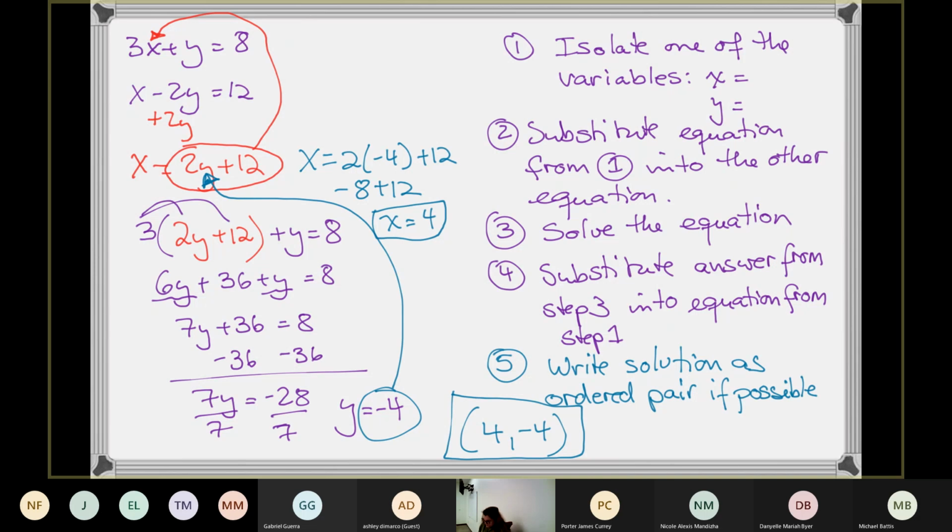Then step 4 is substitute the answer from step 3 into the equation from step 1, which is the red one. That's the easiest way to do it. Write the solution as an ordered pair if possible, and the 6th step could be check. I don't check enough, but you can always check yourself and see if you have the correct solution by plugging in the ordered pair for your x and y and see if they work out. Okay, so let's practice some more today. Are you ready? Okay, let me pick one from the book.